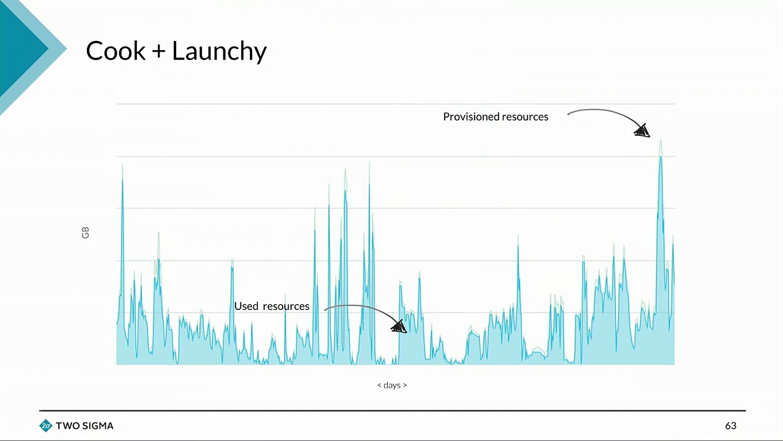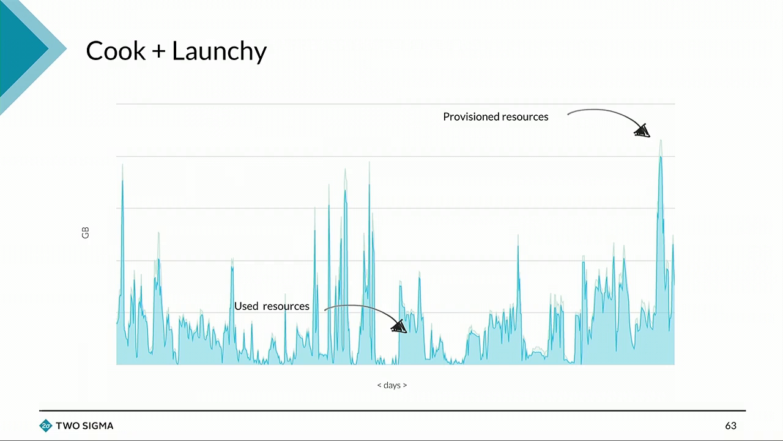So if you put Cook and Launch together, this is pretty much what you did. This is an intraday graph of capacity. In Two Sigma Teal, you have the used resources, and I don't know if you can see it here, but there's a little spike in green, which is provisioned resources. So there's usually a little discrepancy between what we create and what's actually being used, which is not a big deal. I think we're okay living with that.